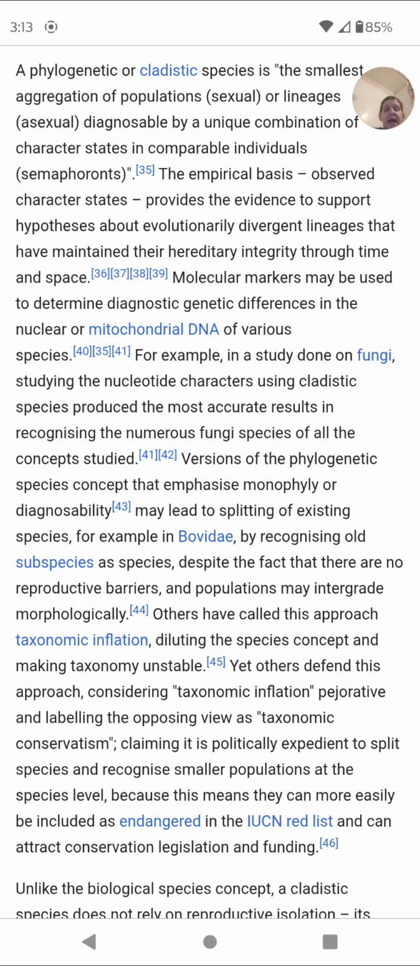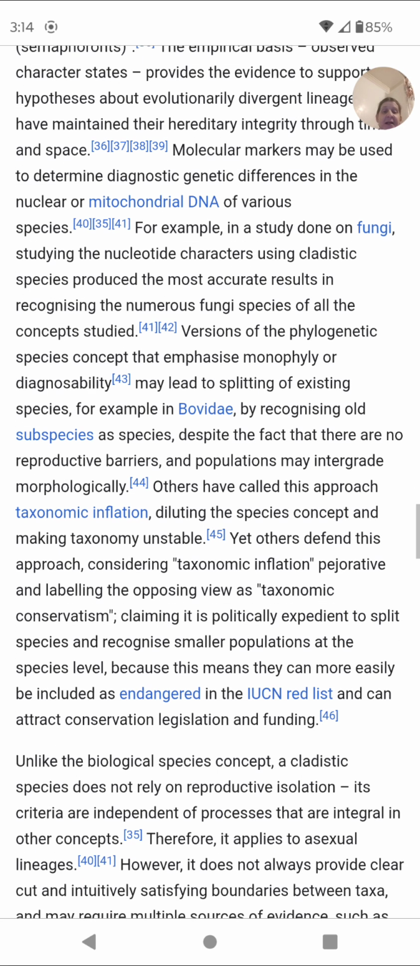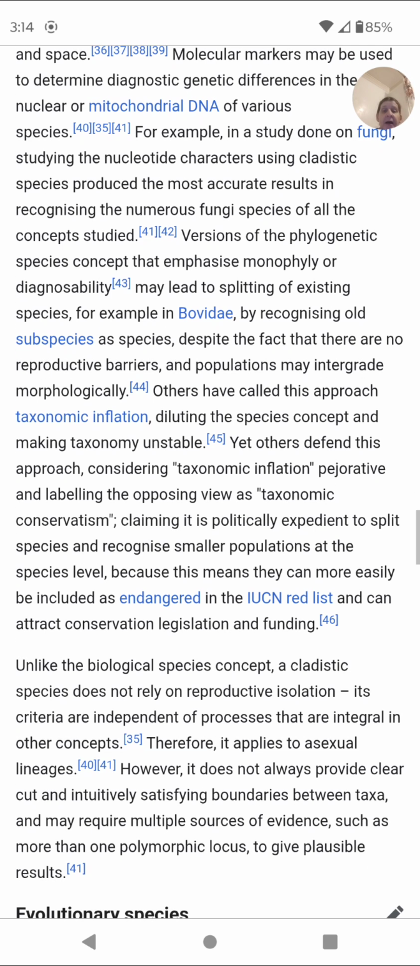Versions of the phylogenetic species concept that emphasize monophyly or diagnosability may lead to splitting of existing species, for example in Bar-headed geese, by recognizing old subspecies as species despite the fact that there are no reproductive barriers and populations may integrate morphologically. Others have called this approach taxonomic inflation, diluting the species concept and making taxonomy unstable.